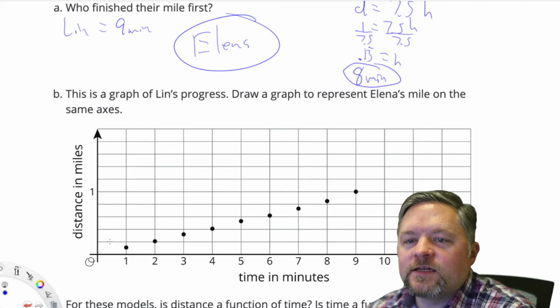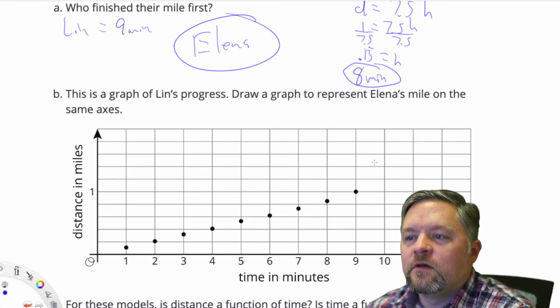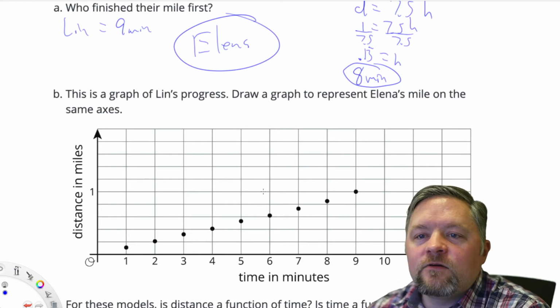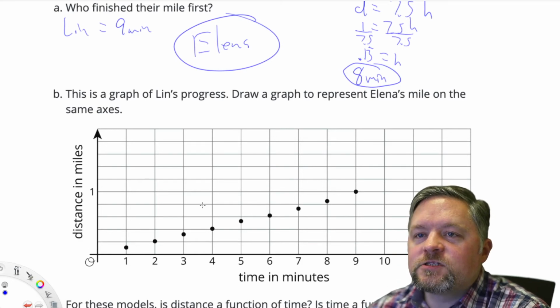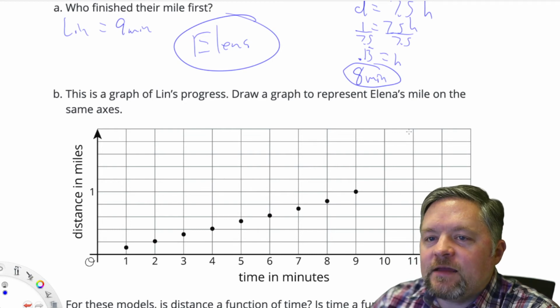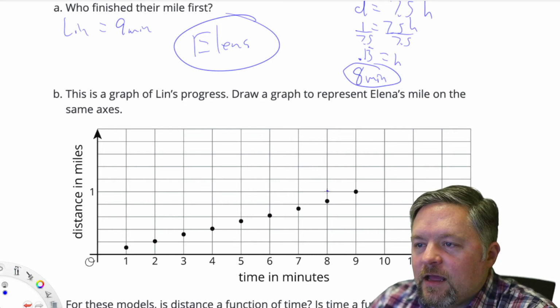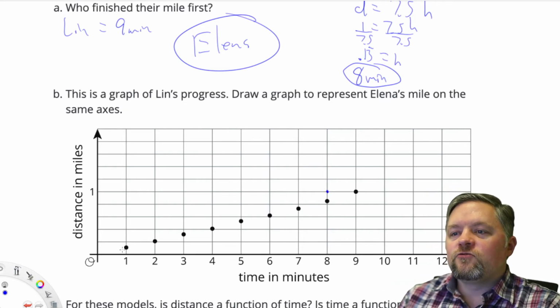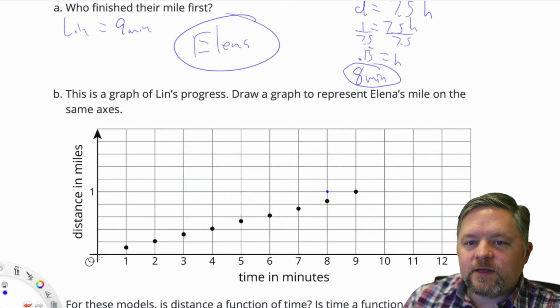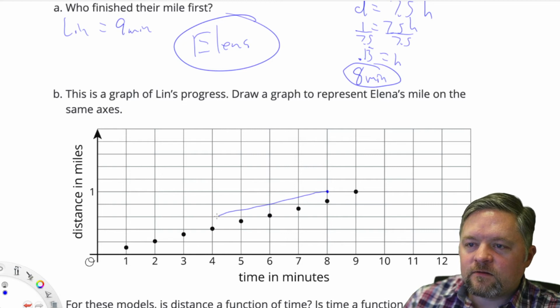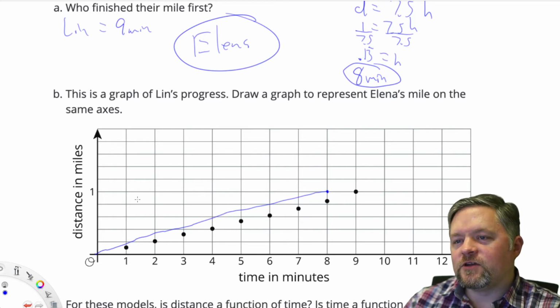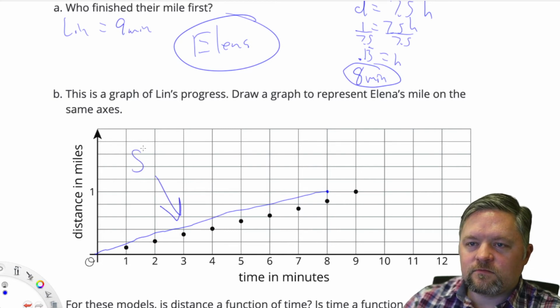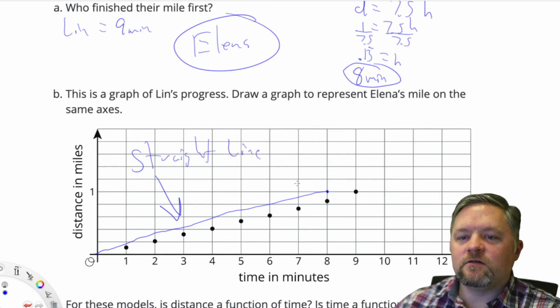Here's a graph of Lynn's progress. Now, we know they both started at the same time, and we know Elena finished 1 mile in 8 minutes. Draw a graph. This would be way easier with a ruler. All I need to do is connect there to the origin. Pretend that's straight. And we're good.